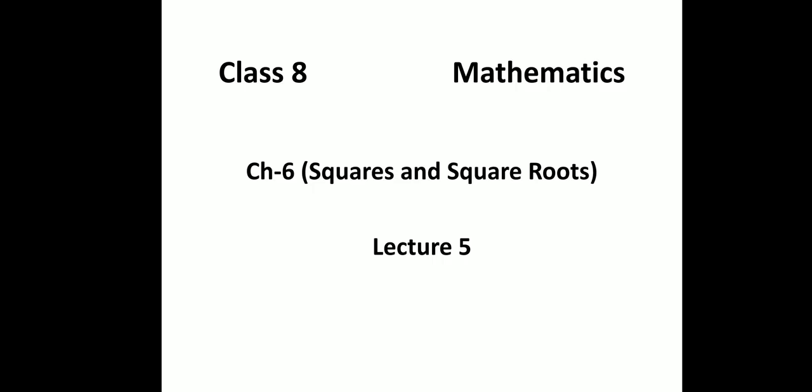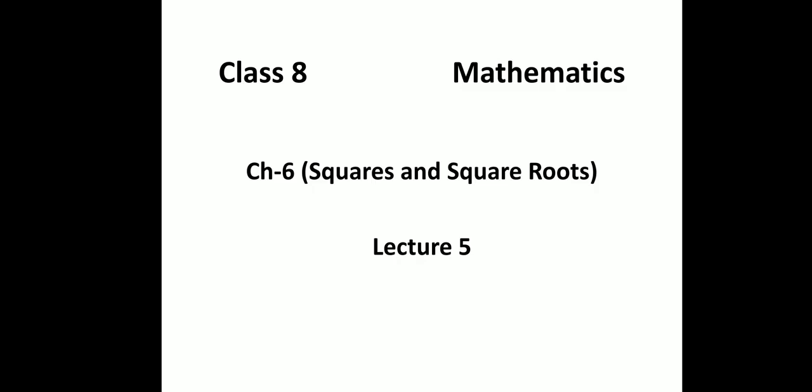After that, we have learned a few properties of the square numbers, like a number having 2, 3, 7 or 8 at its units place is never a square number. Next property which we have learned is a number ending in an odd number of zeros is never a perfect square. Next property is squares of even natural numbers are even. Squares of odd natural numbers are odd.